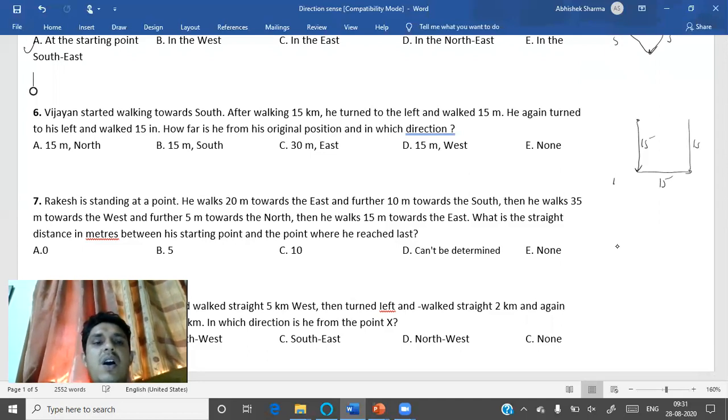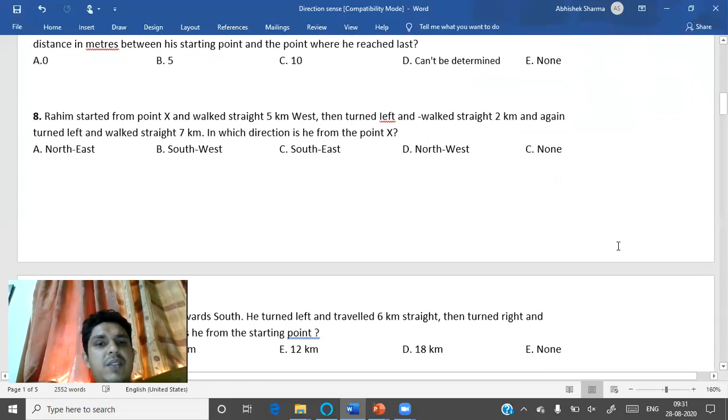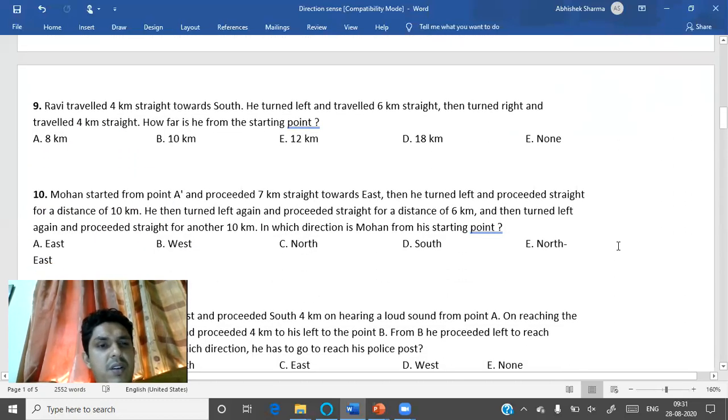So 15 meter. How far is he from his original position and in which direction? So friends, we can see that from the original position he is 15 meter, and in which direction? In east direction. So answer will be 15 meter toward east. If we check in the available options, 15 meter east is not given, so answer will be none, right? Okay. Coming to the next question, let us take any question out of these.